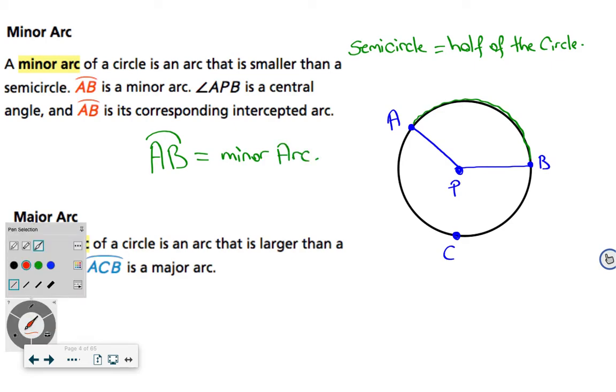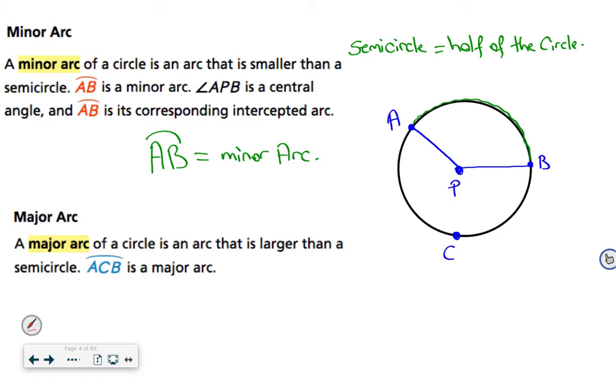If the arc is greater than a semicircle, which is arc ACB, then we call this major arc.